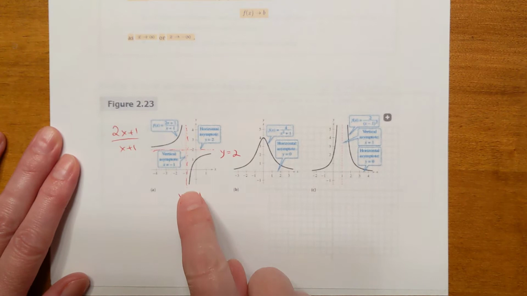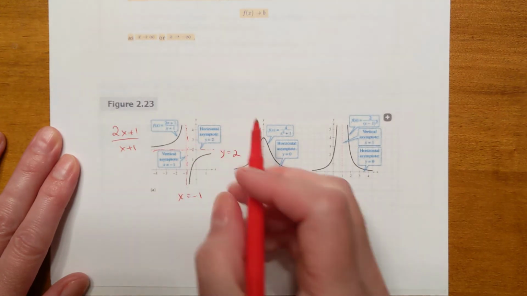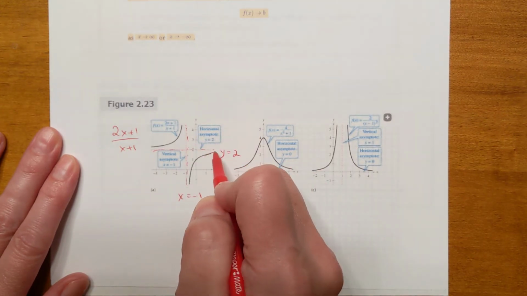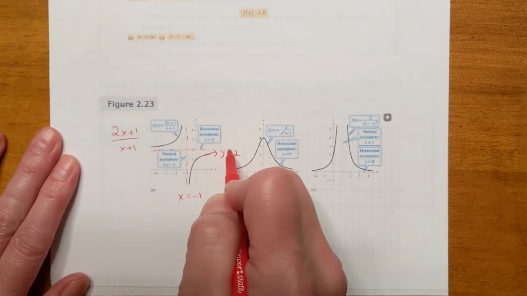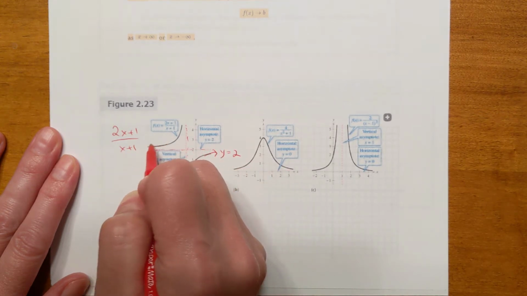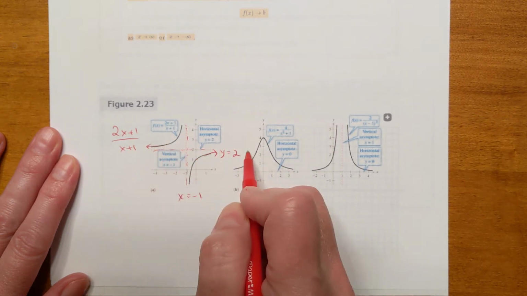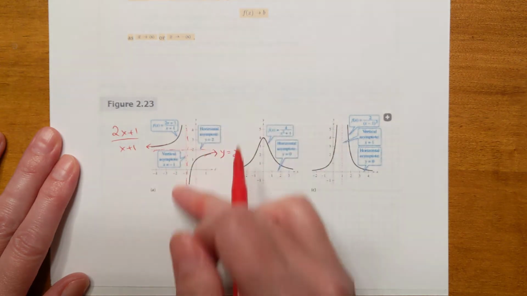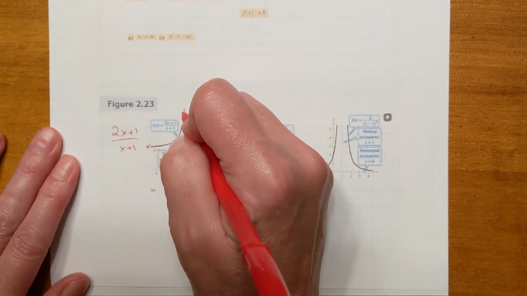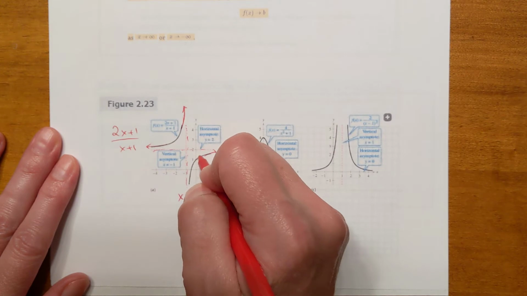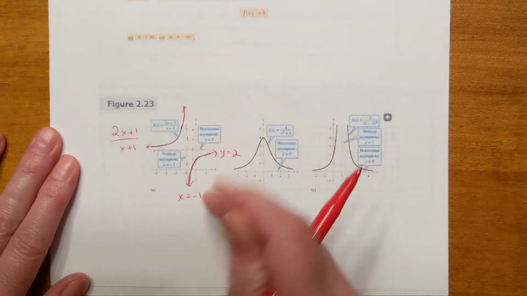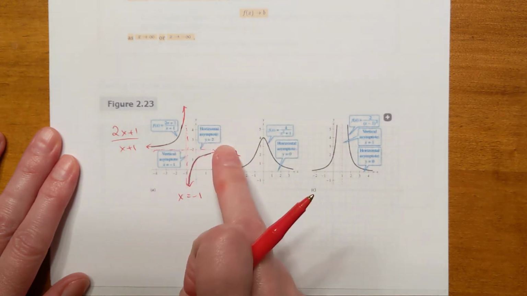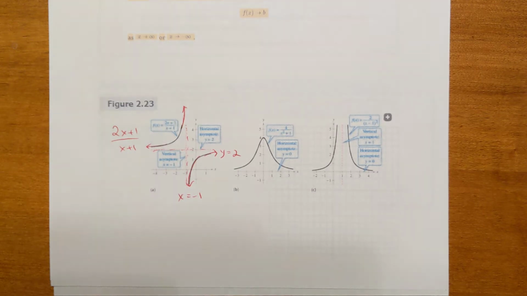So the graph is getting closer and closer to this horizontal asymptote of 2, but it's never going to cross the line of 2 on the left or the right. It just gets really close to it. And then as it goes up and down, it gets close to that line of x equals negative 1, but it's never going to cross it. It just gets infinitely closer and closer to it as it goes to infinity.